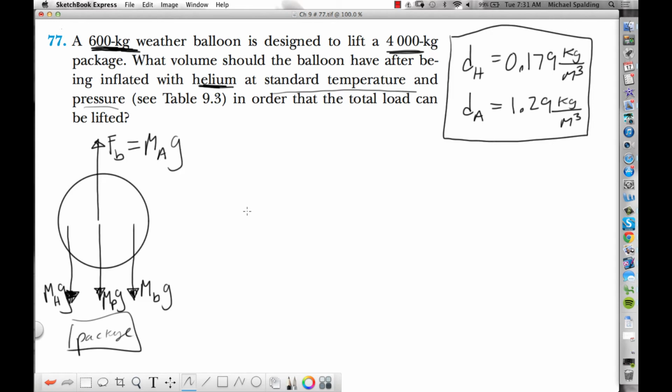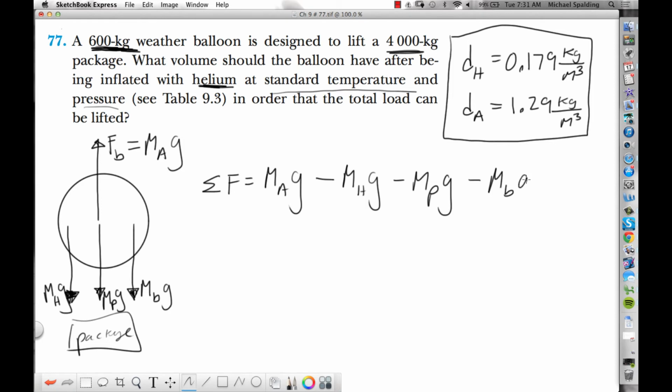Okay, so now what's the next step? After the free body diagram, we sum forces. So we have the up force, the weight of the air displaced, mass of air times gravity, and then we've got the three down forces: the weight of the helium, the weight of the package, and the weight of the balloon itself. And the sum of the forces always equals ma, where this m would be the total mass.